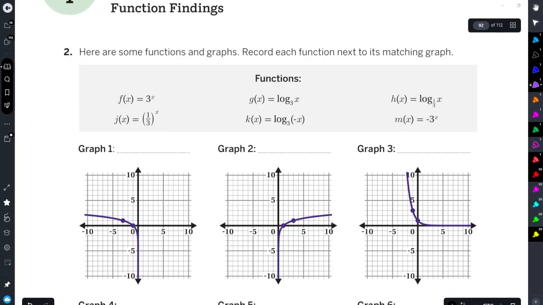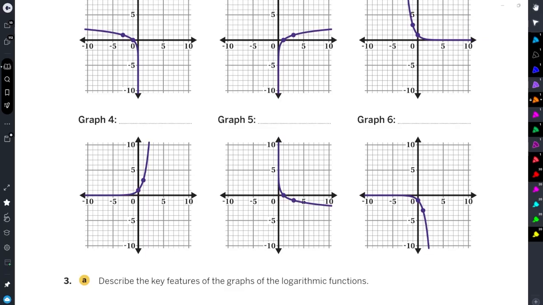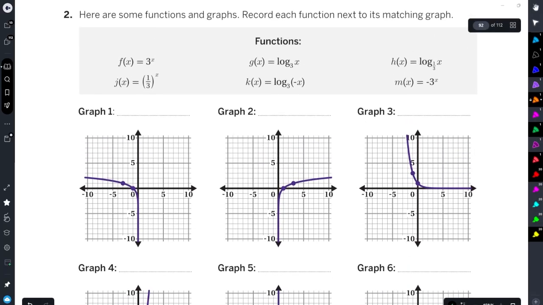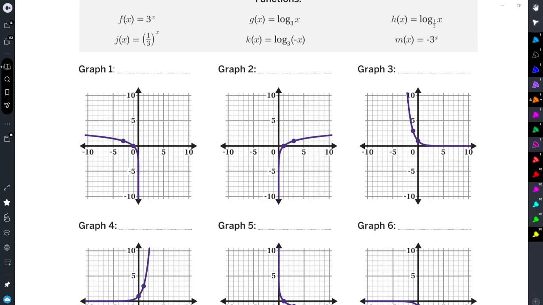first. Now, the first one, 3 to the x power, we know that's going to be growth, and our y-intercept, when we substitute 0 in for x, we should get 1, and it should be a growth function. So that's what we have right here. Okay, this is a growth function, and our y-intercept is (0, 1). So this is f of x equals 3 to the x power. Okay, so we got that one done.